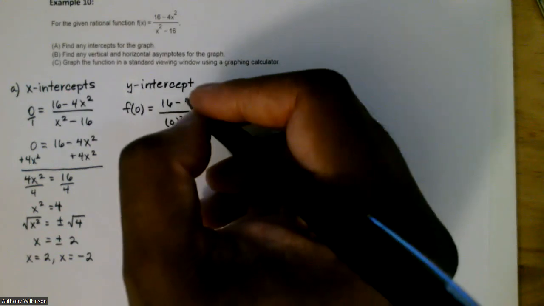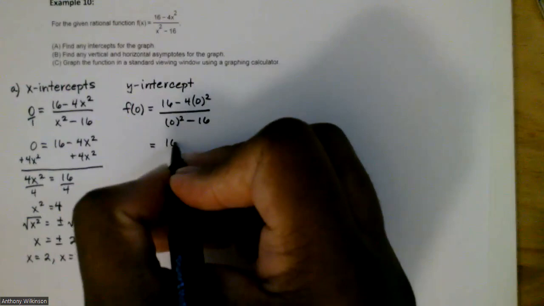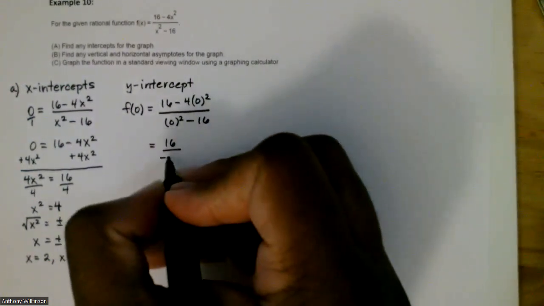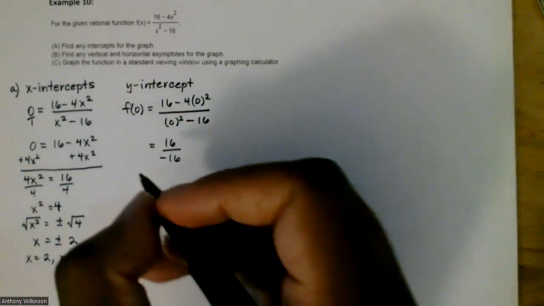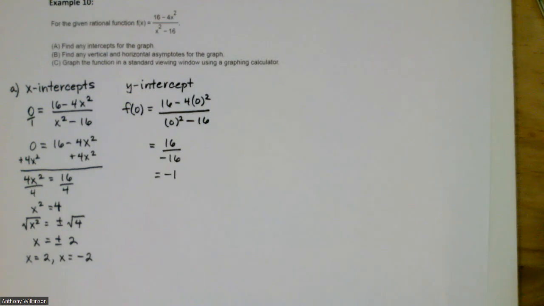0 squared is 0 times 4 is 0. 16 minus 0 is 16. Divided by 0 squared is 0, minus 16 is negative 16. 16 divided by negative 16 is negative 1. So the y-intercept is going to be negative 1. So all of that is part A.